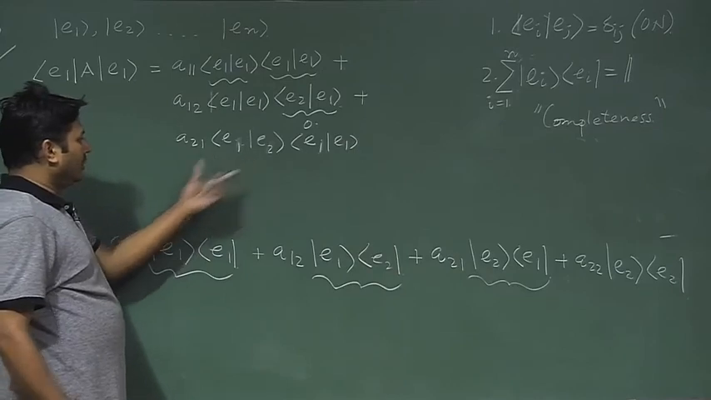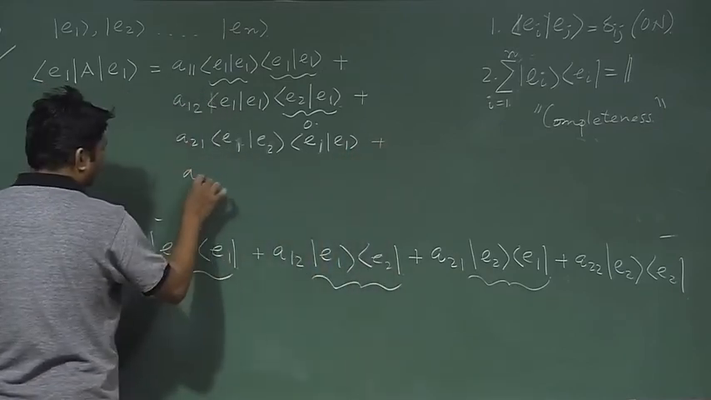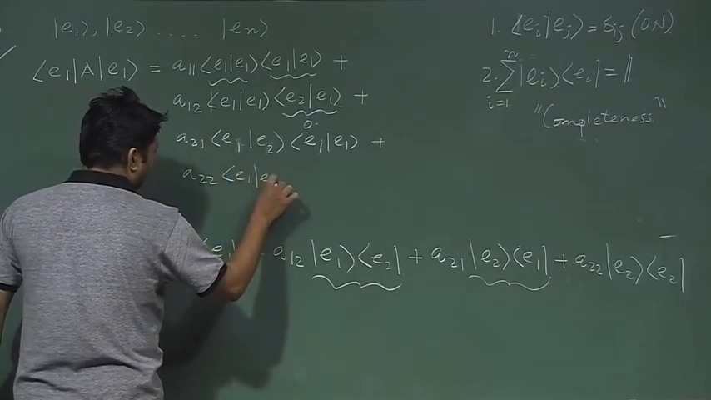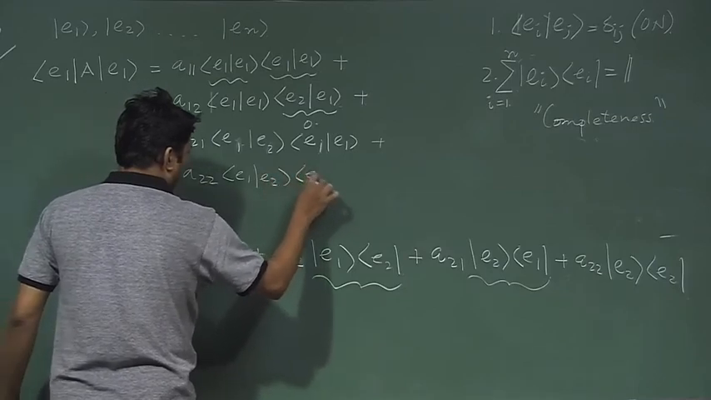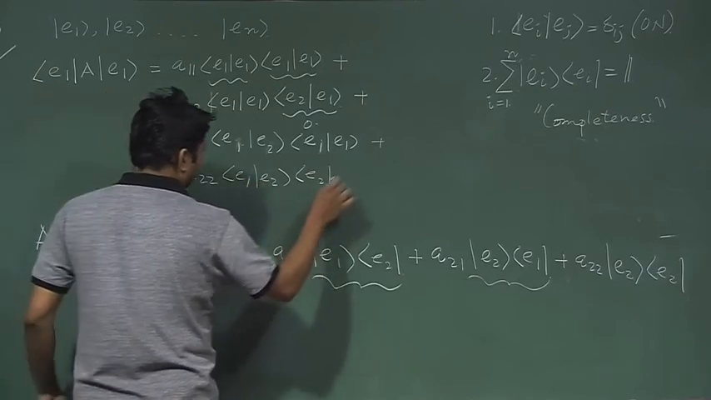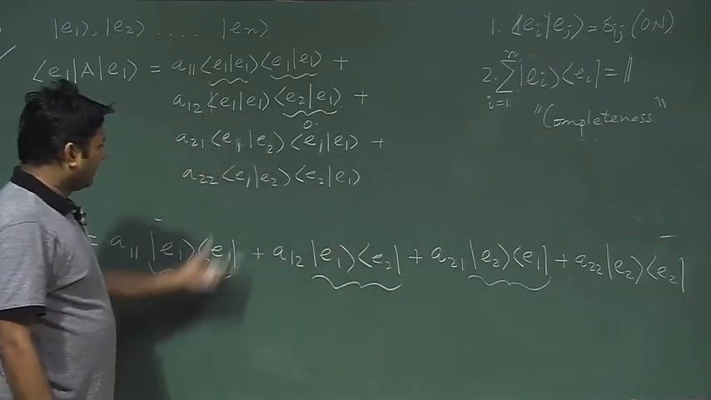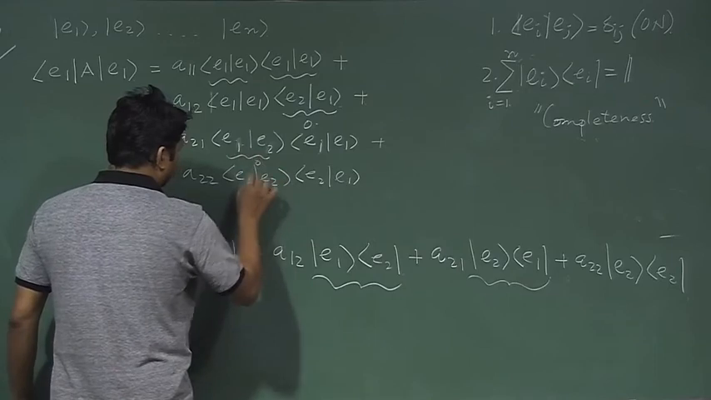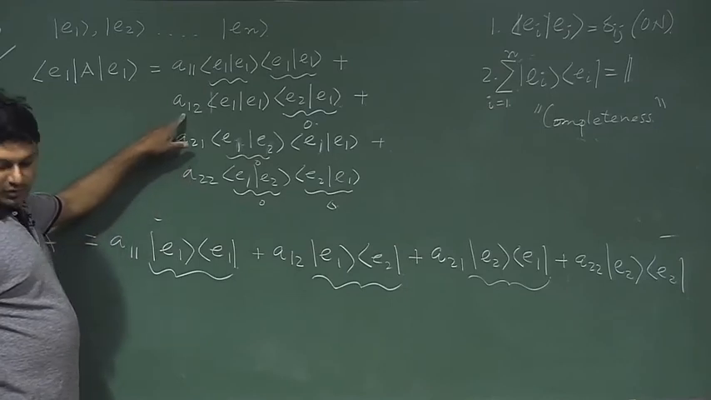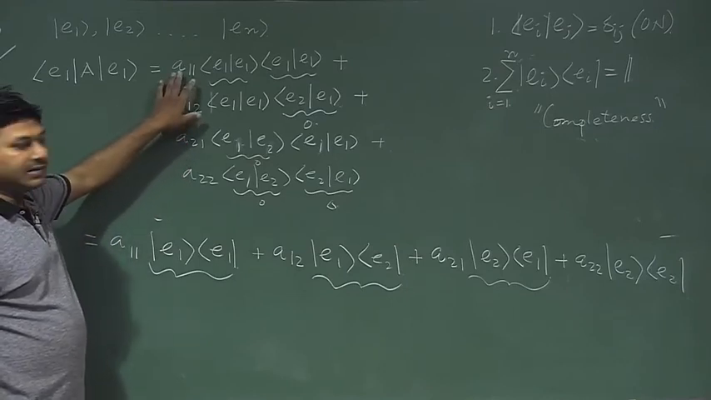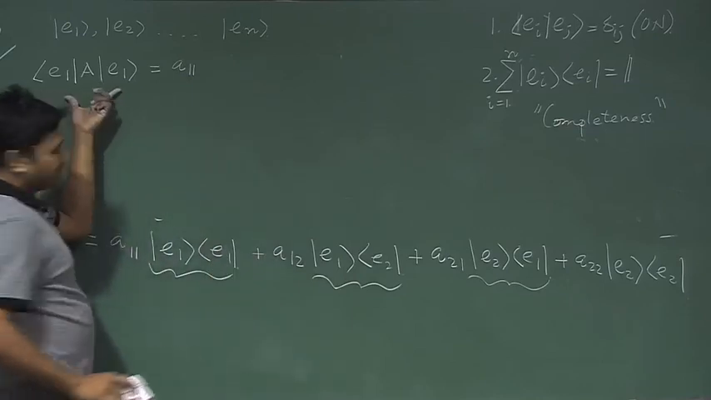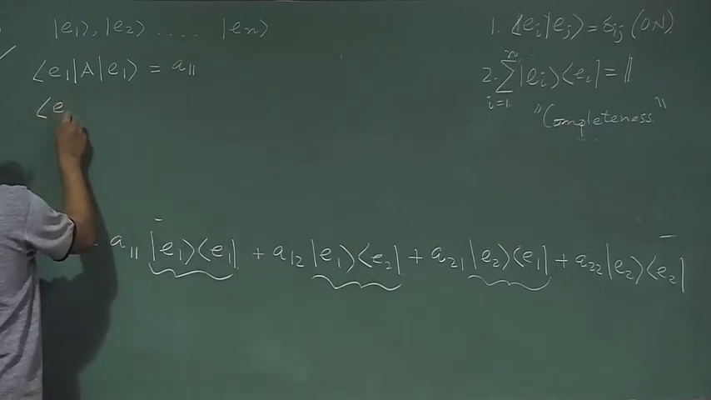Again, I will find this is a 0, and finally the last value 2, 2, which is both E2, and I am sandwiching then E1. So I will get E1, E2, and E2, E1, E2, and E2, E1. This is also 0. So this 0, this 0, this 0, this 0. So A22, 21, 12 is not going to come into the picture. The only thing that is there is A11. So I will have my A11 component readily when I sandwich this.